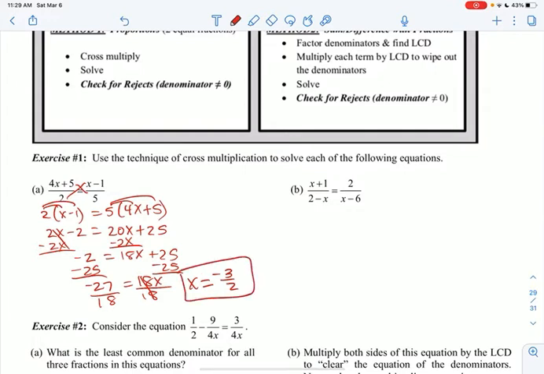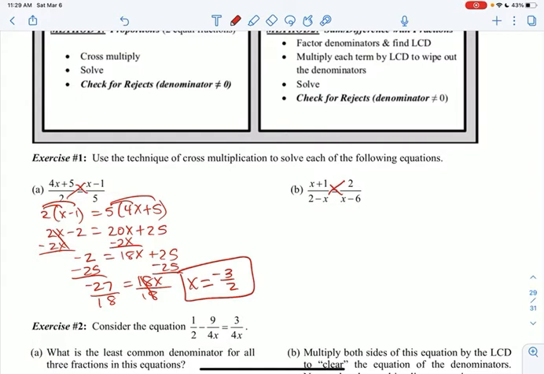Now just quickly check. If I was to plug in, well, actually, I don't have to check because I don't have any x's in the denominator. If you have an x in the denominator, like you're going to see for B, you have to check your answer to make sure that there's no problem with it.